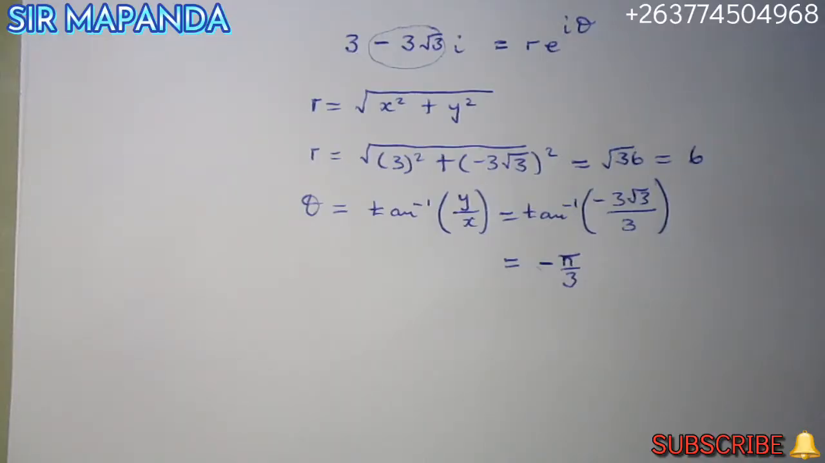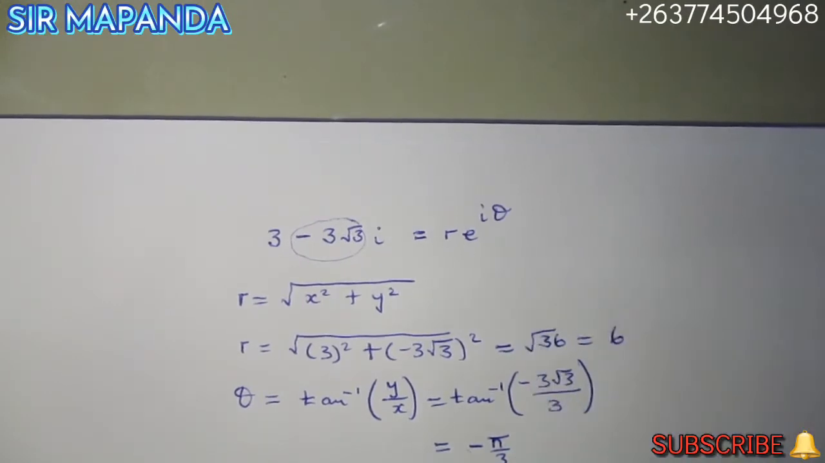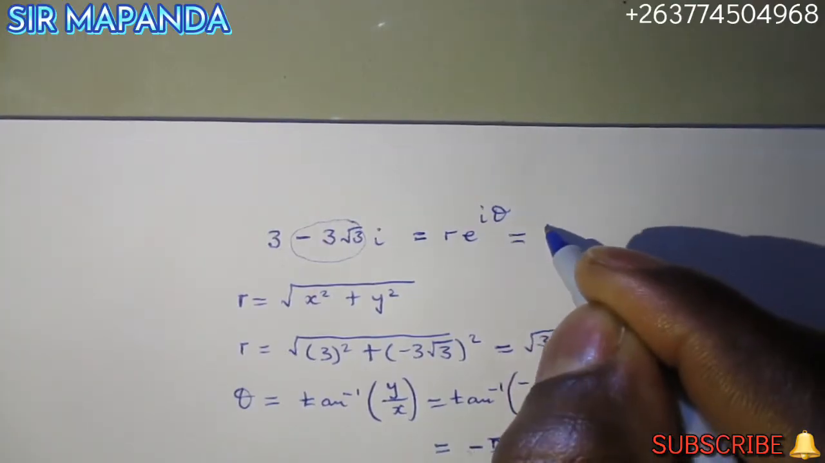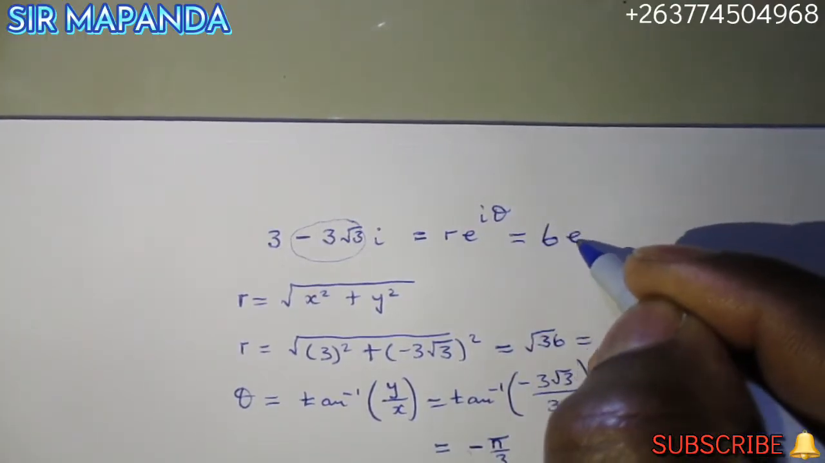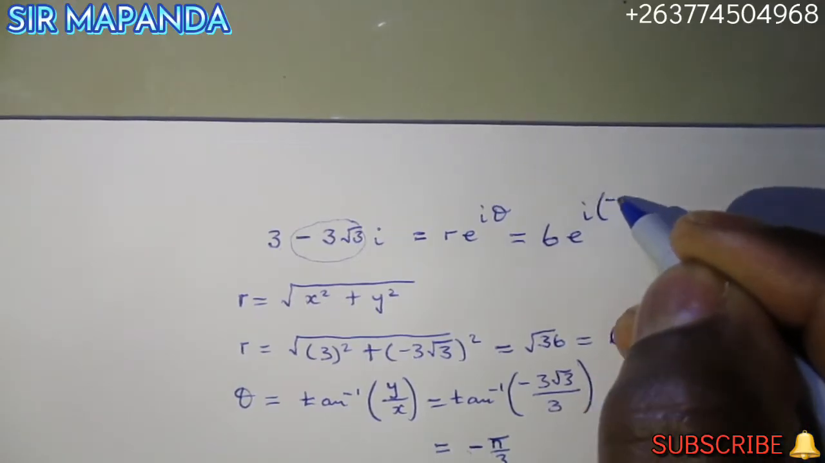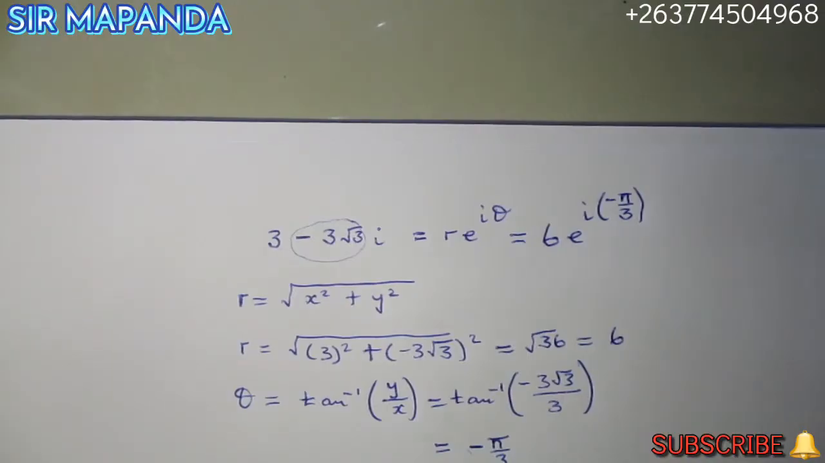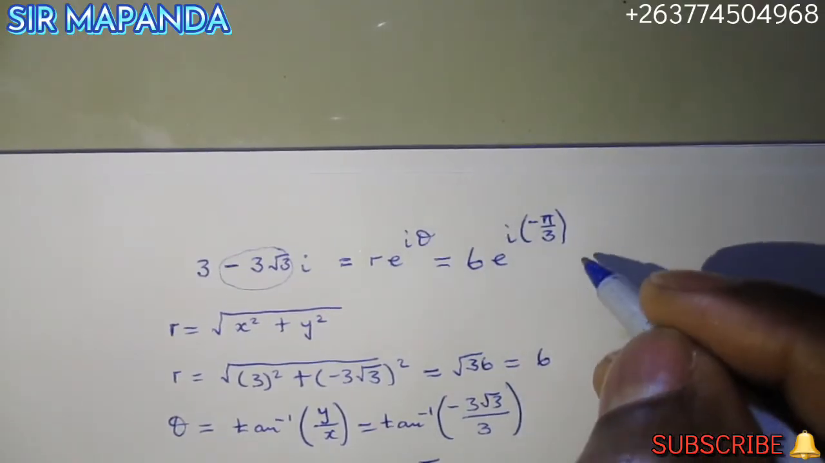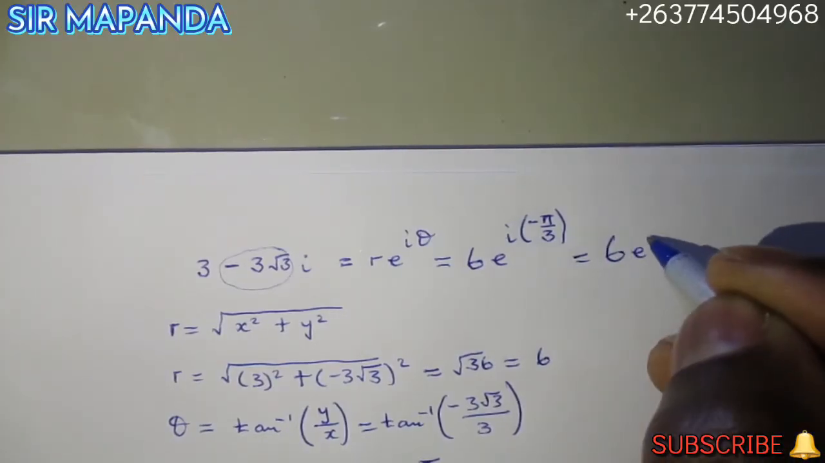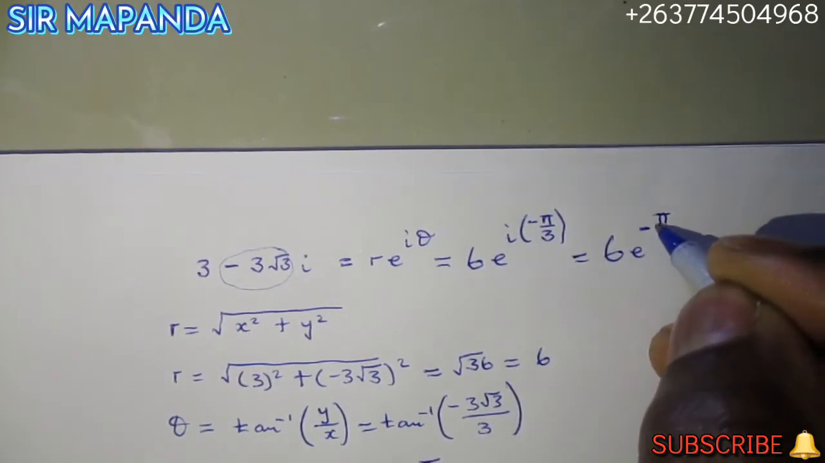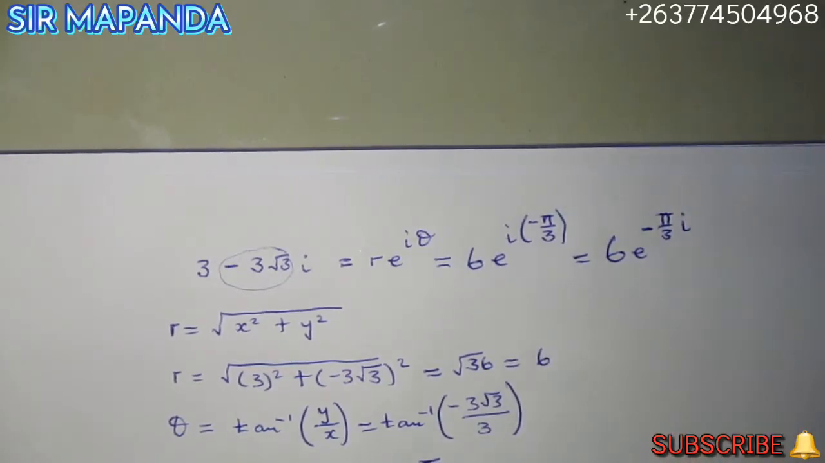So now that we have the modulus and the argument, let us substitute them in the required form. The required form is r exponential of i theta. So on r, I'm going to put 6 exponential of i, open bracket, our theta is minus pi over 3, something like this. If you want to simplify it further, you can write it as 6 exponential minus pi over 3 i. Then you are home and dry. I hope you are following class.